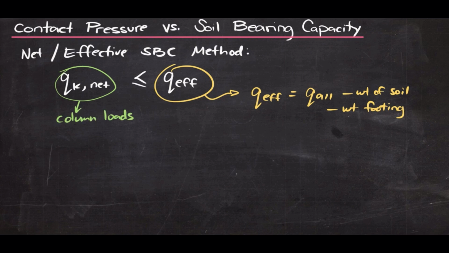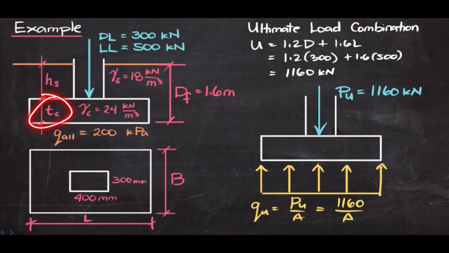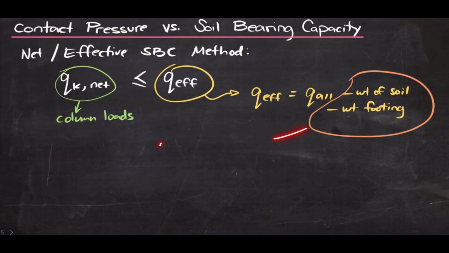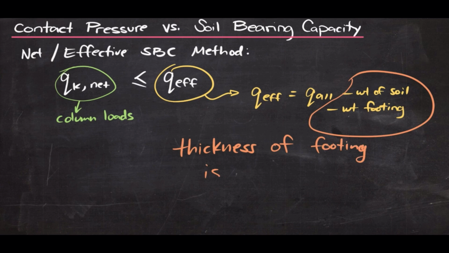There is a problem that we will now be encountering because this is the method that we use here in the Philippines. And that problem is, how do we estimate the weight of the soil and the weight of the footing if the thickness of both the soil and the footing are not given? So the thickness of the footing is not given. The height of the soil is not given. What is only given is the depth of the foundation. So we don't know yet what is the thickness of the footing. So that is now a problem. How would we estimate this weight of soil and footing if the thickness of the footing is not given?